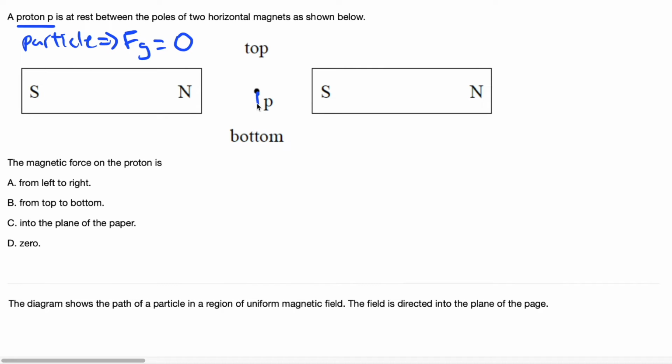So here, if there is no downward force, we won't want any other forces, right? Because we want the net force to be equal to 0, so the proton can be at rest. And this is from Newton's first law, I think. So in order to not have any forces, the magnetic force also needs to be equal to 0. So the answer will be D.